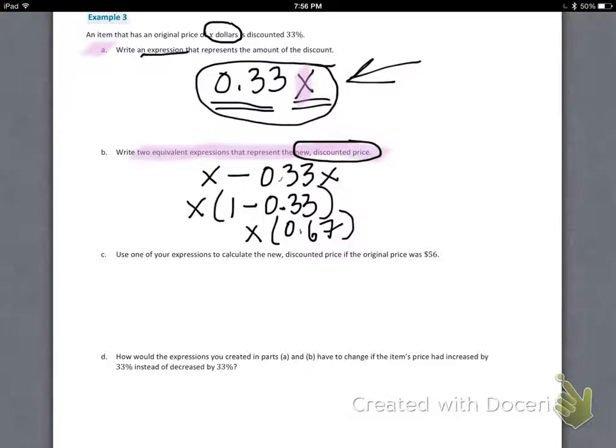Now these down here would be, if you're going to take x, you're going to subtract away the discount right here, which is 0.33x. The expressions we come up with would be this one. We could have x multiplied by 1 minus 0.33. Or finally, which is the simplest way to express this new discounted price, would be x times 0.67.